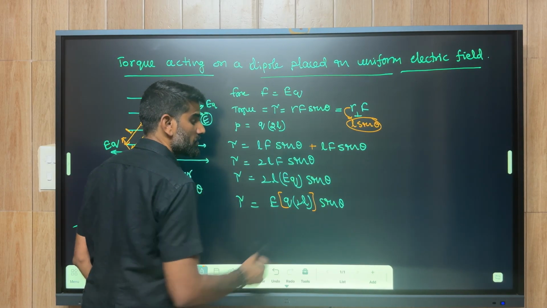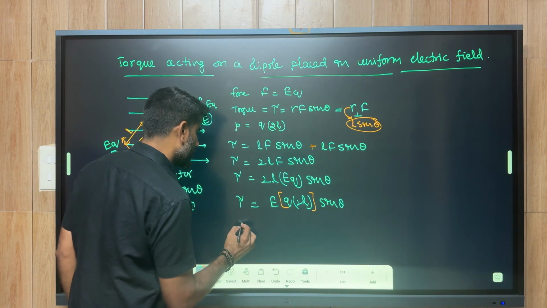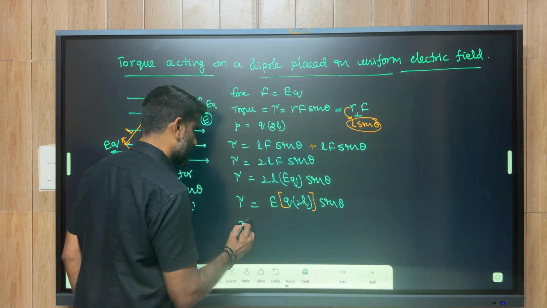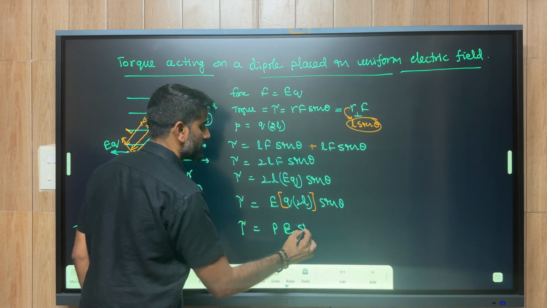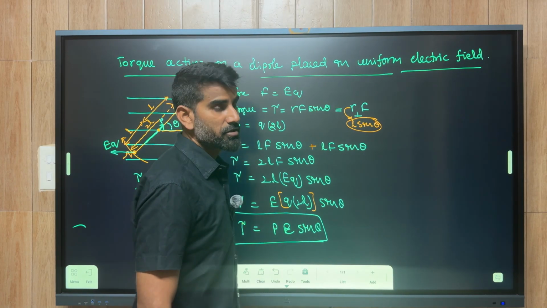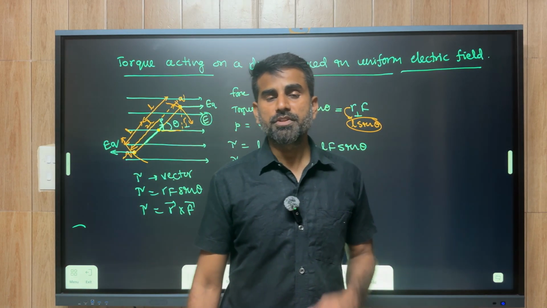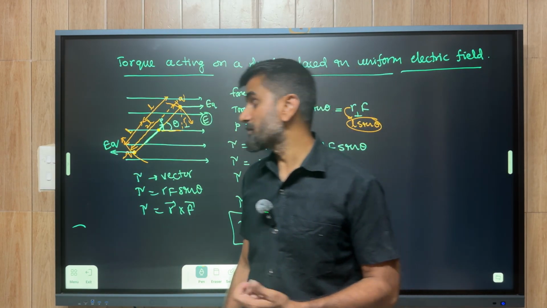What is this Q into 2L? Q into 2L is nothing but the dipole moment. So I am rewriting this equation as torque tau is equal to P E sin theta. This will give the magnitude of the torque acting on a dipole which is placed in a uniform electric field. So this gives the magnitude.